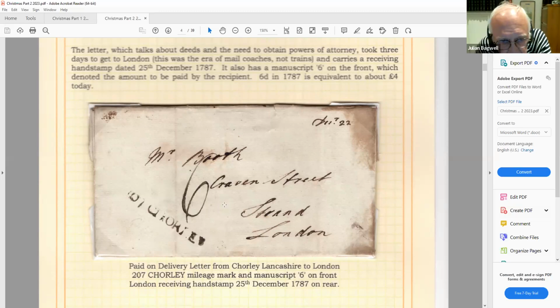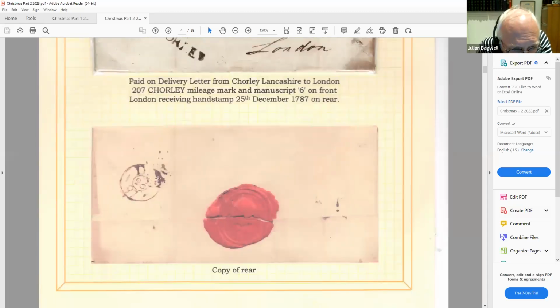I sometimes do a little bit of calculation. Sixpence in 1787 is about £4 today. The post office is trying hard, but it hasn't quite got to £4 for a first-class letter. No doubt it will in time. And here on the back, you can see, not a very good copy, but that's the receiving postmark when it arrived in London.